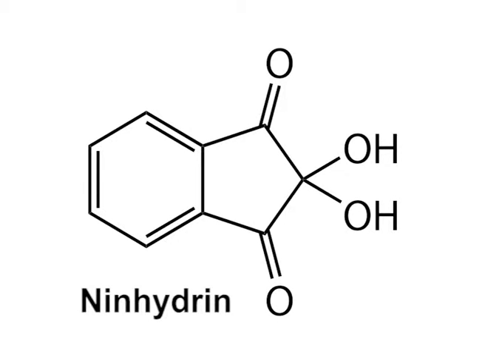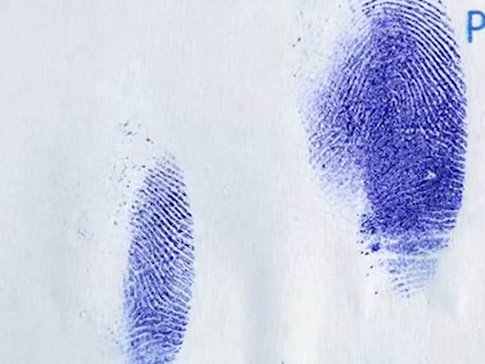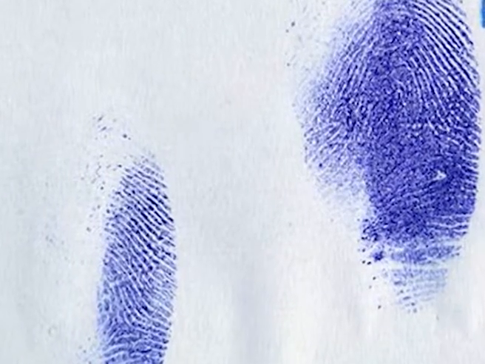The next reagent is ninhydrin. Ninhydrin reagent or ninhydrin technique has traditionally been the most popular one for processing latent fingerprints on porous absorbent surfaces like paper, cardboard and wood. The method relies on the reaction of ninhydrin, the structure of which has been depicted on your screen, with the amino acid content of the fingerprint residue.